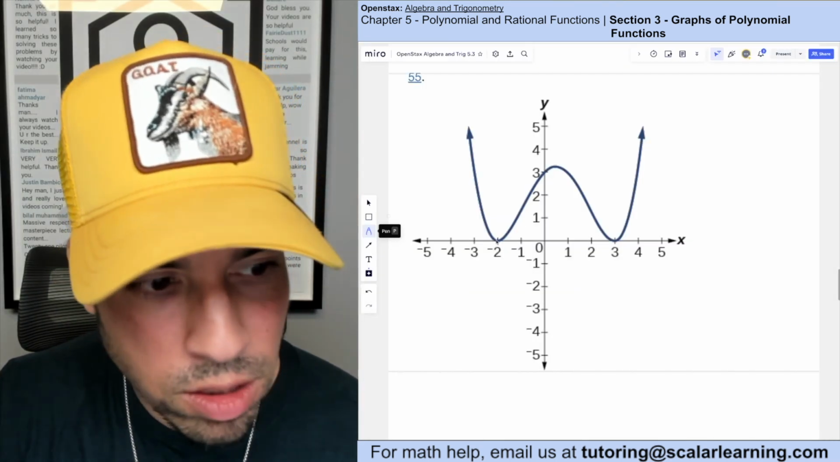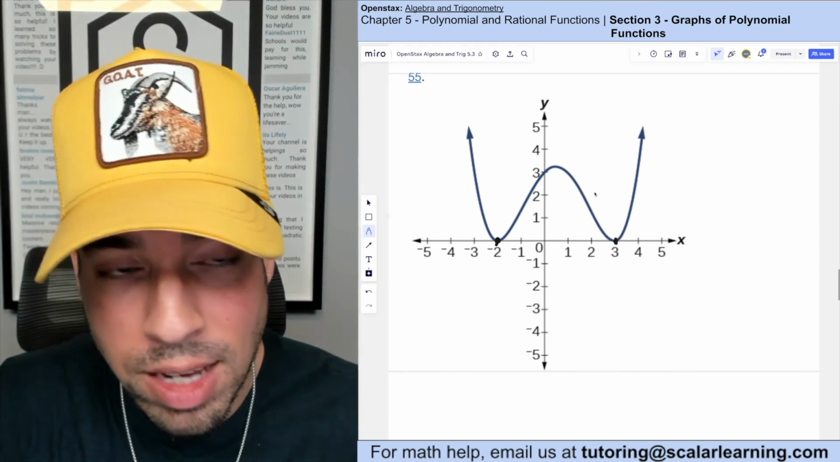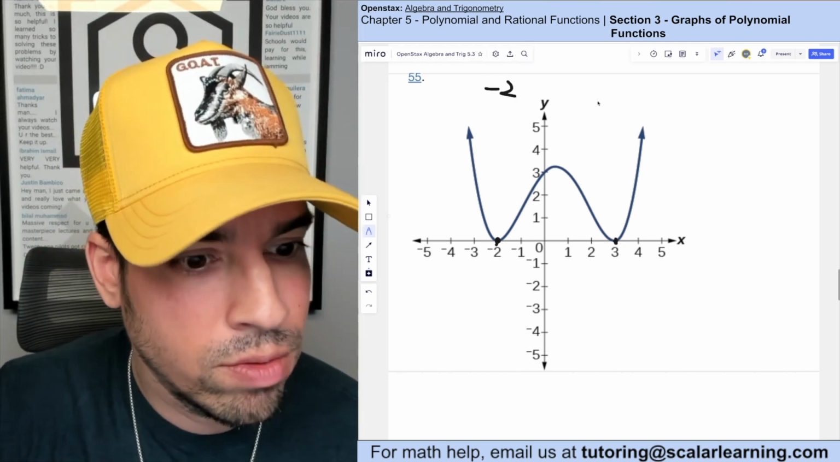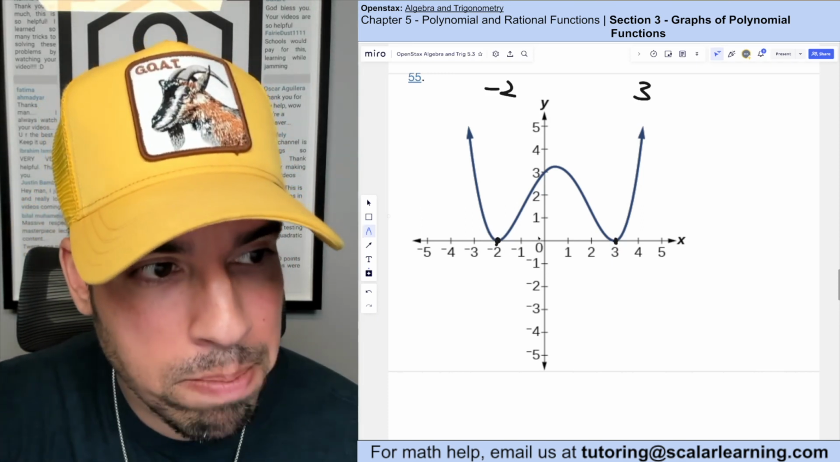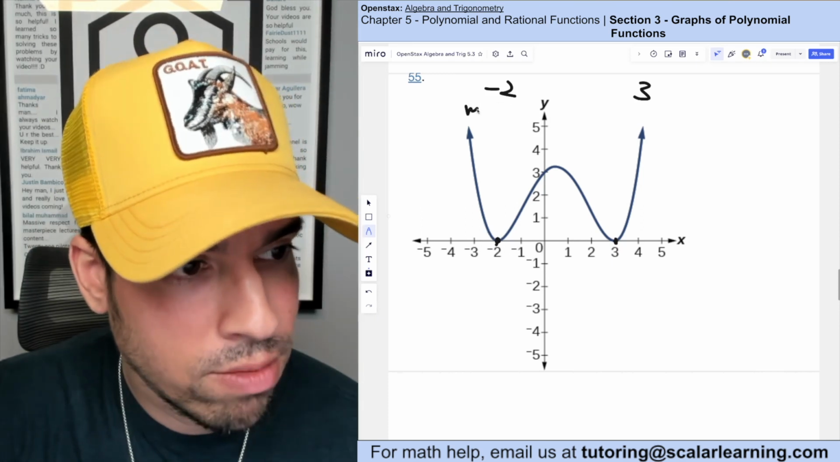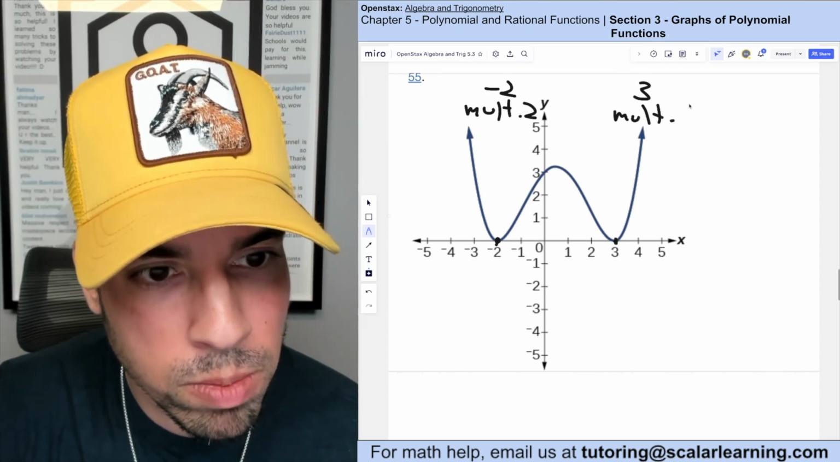So for this one, we've got zeros at -2 and 3, aka where it touches the x-axis once again. So we got -2 and we got 3. Now, they both bounce. They don't penetrate, they bounce, which means they're going to have each a multiplicity of 2 for both of them. Boom, done.